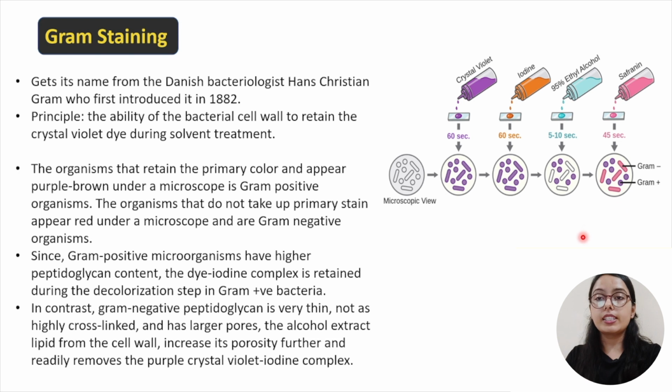The microorganisms that retain the color of the primary stain, crystal violet, and appear purple under the microscope are called gram positive bacteria, while those organisms that do not take the color of the primary dye and appear pink under the microscope are called gram negative bacteria. The reason why gram positive appear purple and gram negative appear pink lies in the very fact that we understood in the earlier slide.